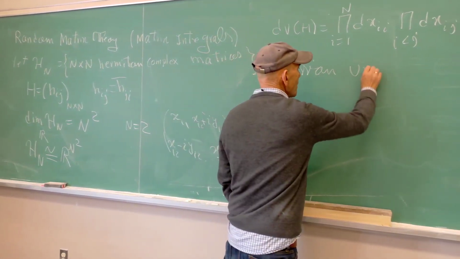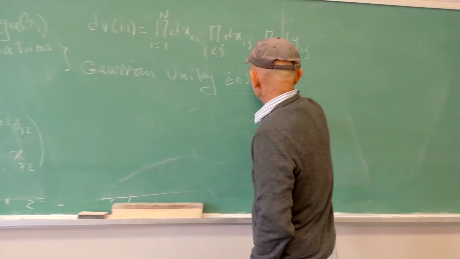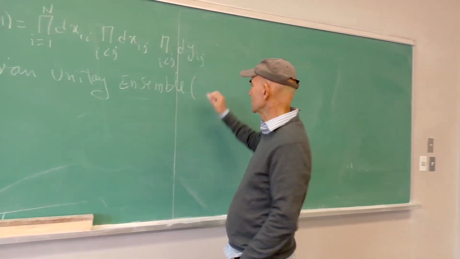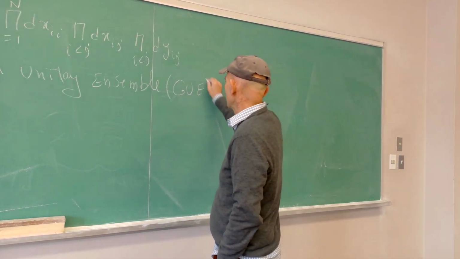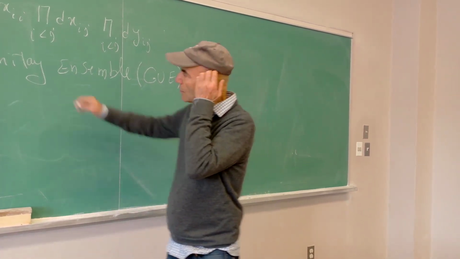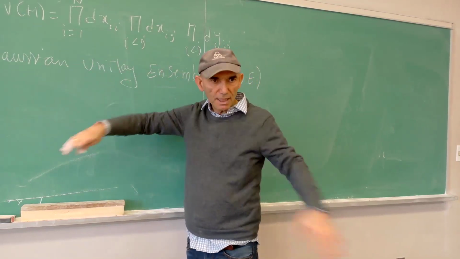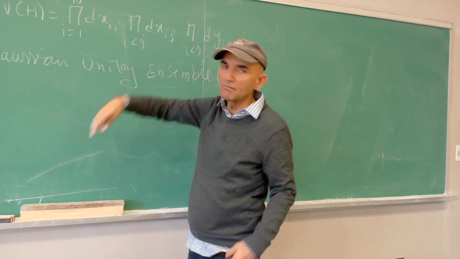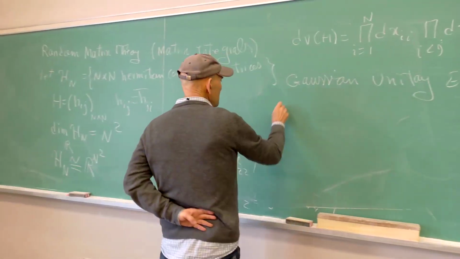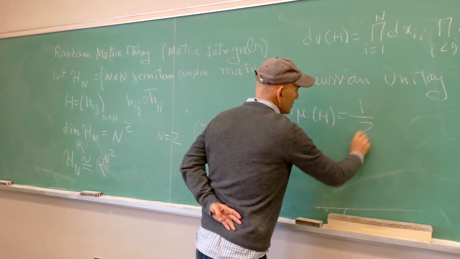Gaussian unitary ensemble, which is called GUE, is famous. So what we are going to do is multiply this by some Gaussian type function that makes it actually converge, because the integral of this is infinite over Hn. But we multiply by a Gaussian, and we call this d mu of h, so we call it 1 over Z.